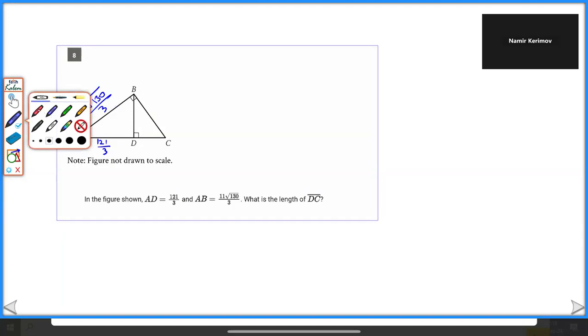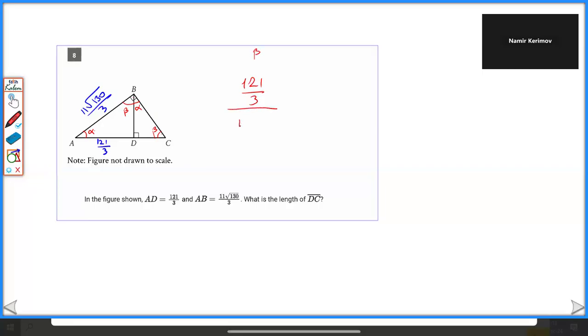Maybe we can solve that question by using similarities. Like if it's alpha, that should be beta. So alpha, 90 minus alpha, then beta, 90 minus beta. Okay. So for that smaller triangle, the side opposite to beta is 121 over 3. But in the greater triangle, it's 11 root 130 over 3.